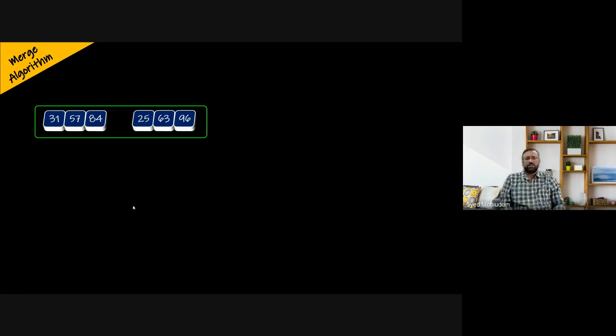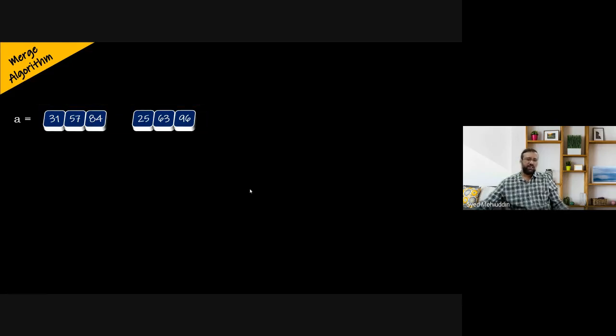Now let us take these two subsets, or these two arrays: 31, 57, 84, and 25, 63, 96. These two subsets are sorted individually, not combinedly. 31, 57, 84 is individually sorted, and 25, 63, 96 is individually sorted. Let us call this an array, because the collection of elements is stored in an array.